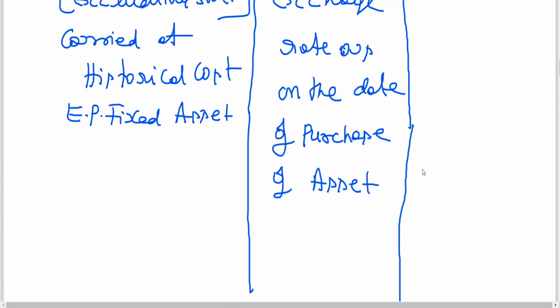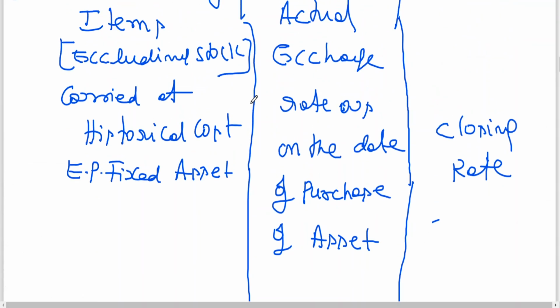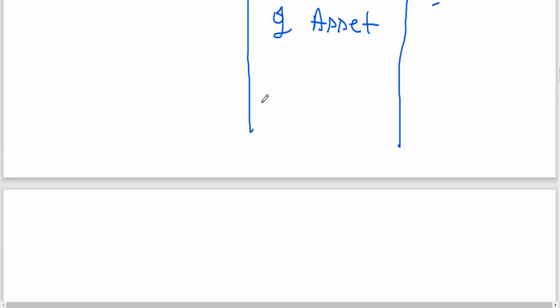Here, closing rate, for non-integral operations. For non-monetary items, you should take closing rate. Fourth one is complete. Note, related item, depreciation now.